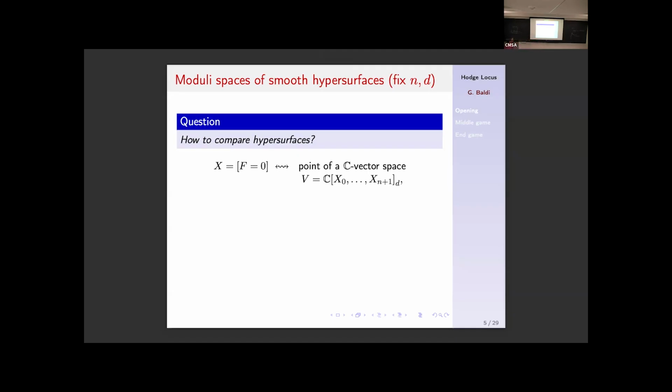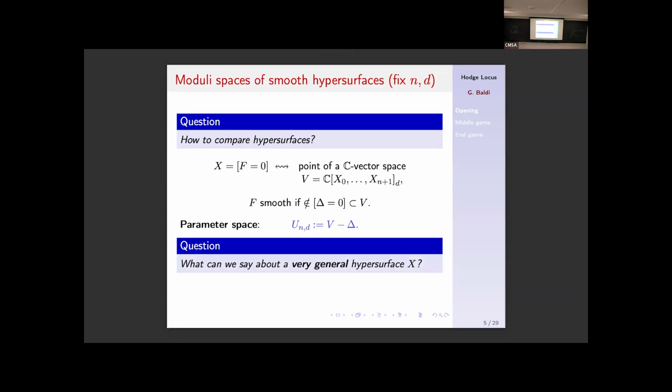That's fine, but that's just a vector space, so maybe it's not so interesting geometrically. But it becomes much more interesting if we now study smooth hypersurfaces, so if we remove some discriminant locus. So our parameter space, that we call U_{n,d}, with dimension and degree fixed, is just a vector space minus the locus where the discriminant equals 0. That parameterizes, possibly in many different ways, the same hypersurface, but it's parameterizing smooth hypersurfaces. And so the first question is, what can we say about the very general hypersurface?